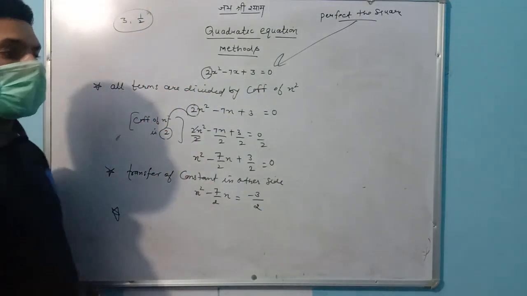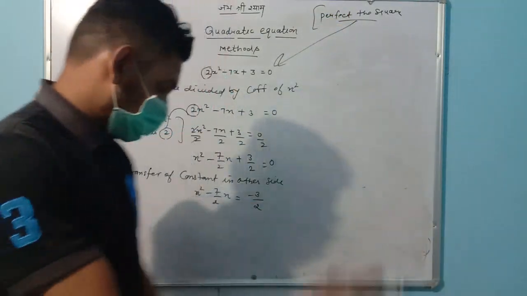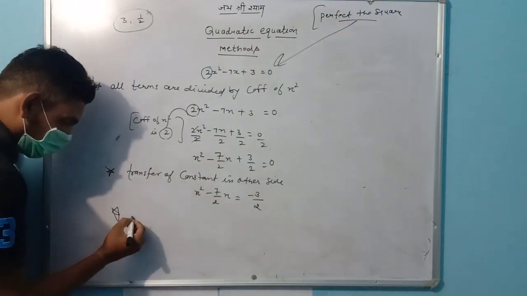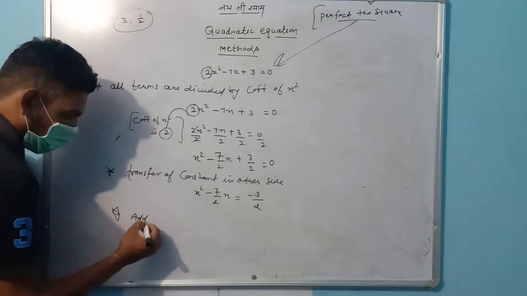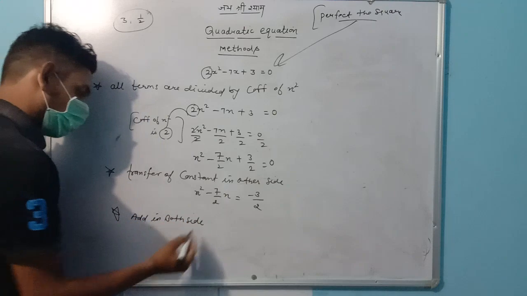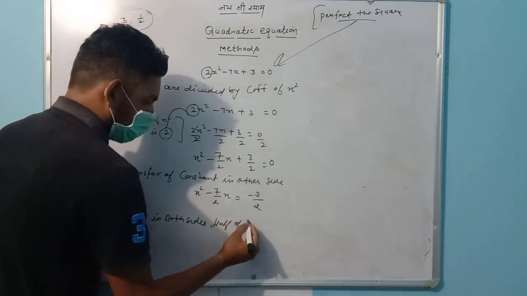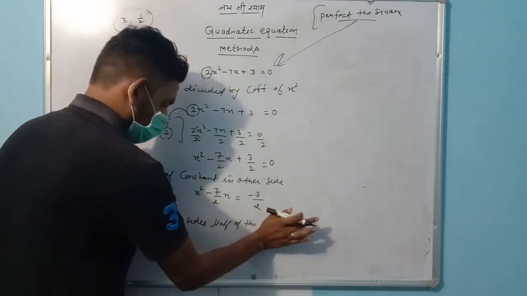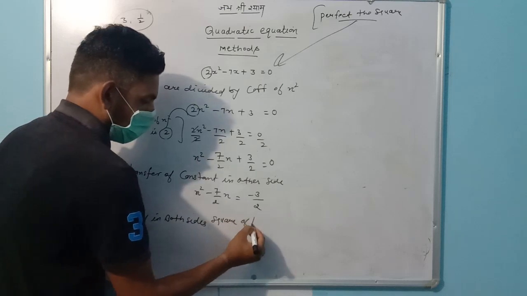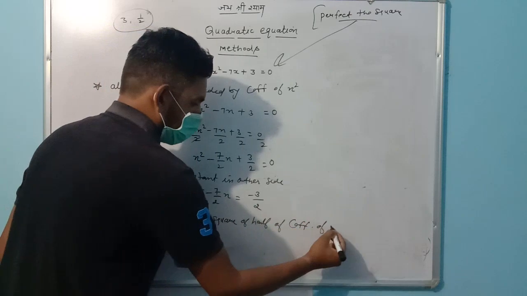It is a very important step for the perfect square method. Very very important step. Okay. What is the important step? Add in both sides the square of half of the coefficient of x.